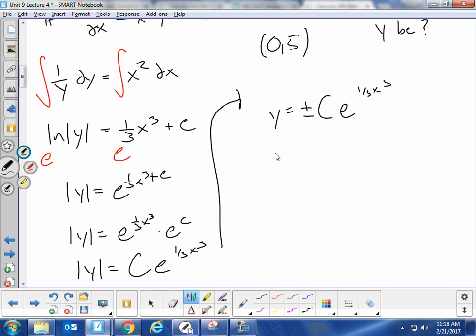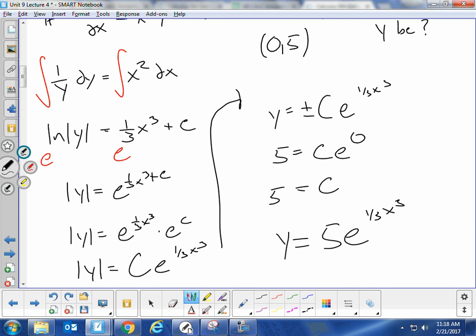y of 0 is equal to 5. I can disregard the plus or minus. I will find the correct positive or negative c. I plug in 0. I get c is equal to 5. Poof, we're good. Okay? Sweet.